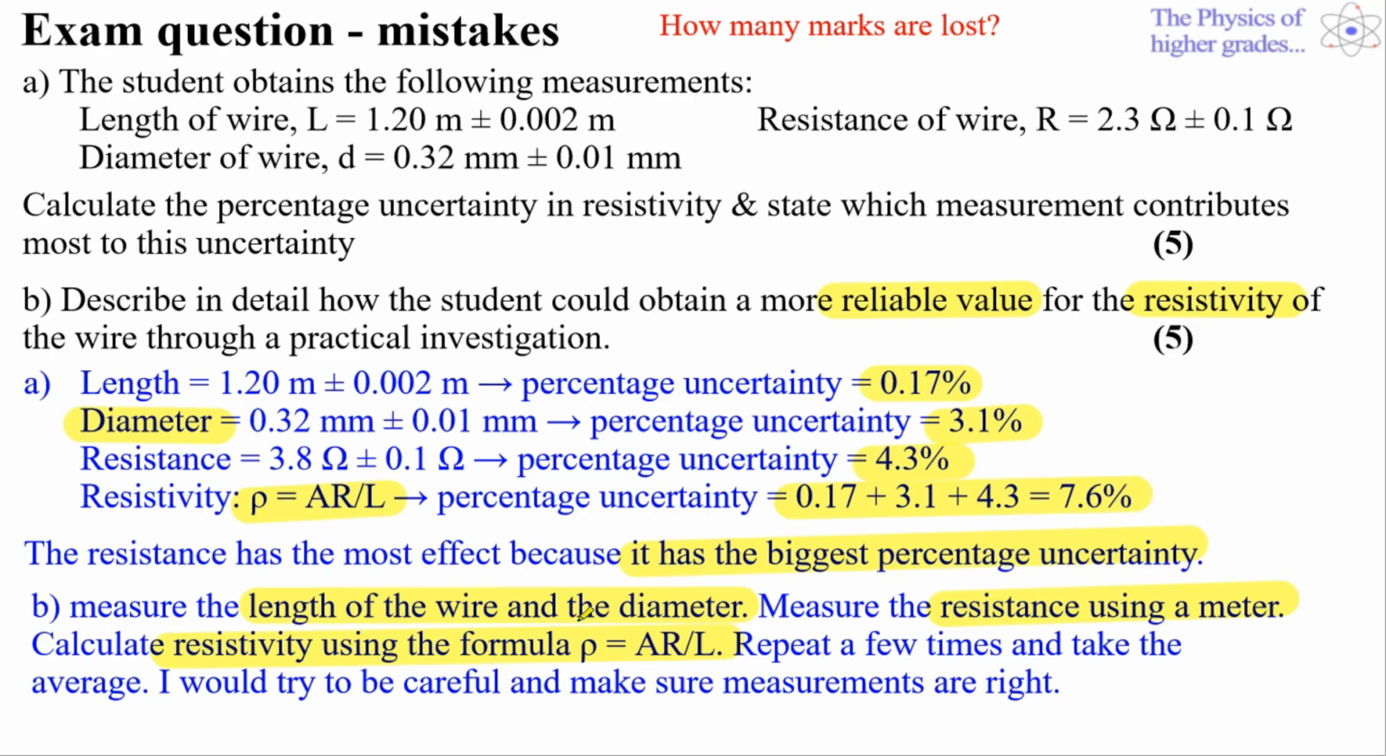We get a range of values, we plot the data, and we work out the gradient. So that they've missed out there. Repeat a few times, a bit vague, find the average. They might get a mark for that. Try to be careful and make sure measurements are right.